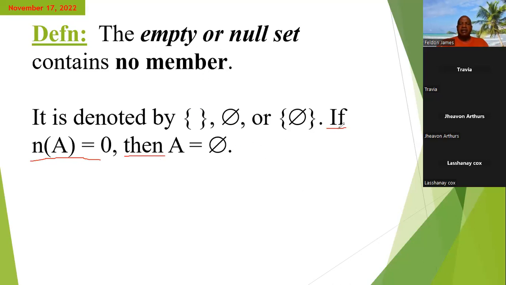So what is a condition? If the number of elements in A equals 0, if that condition exists, then we can conclude that A is equal to the empty set. I'm drawing your attention to these statements because you will see a lot of if-then statements in maths. The if part is the conditional part, meaning that condition has to exist before the conclusion can be true. So bear that in mind.